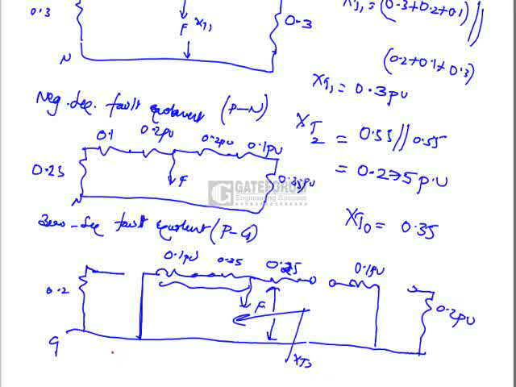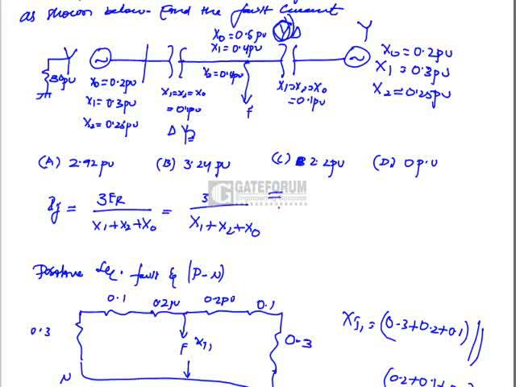Okay, now what is fault current here? We have already seen this. Fault current IF is equal to 3 times 3 by X1, that is Xt1, which is equal to 0.3, plus X2, which is equal to Xt2, 0.275, plus X0, that is Xt0, zero sequence fault reactance, which is equal to 0.35. Okay, we will get it as 3.24 per unit. That is option B is the correct answer.